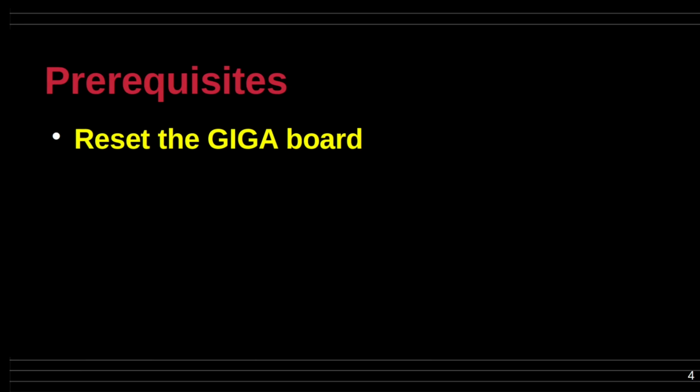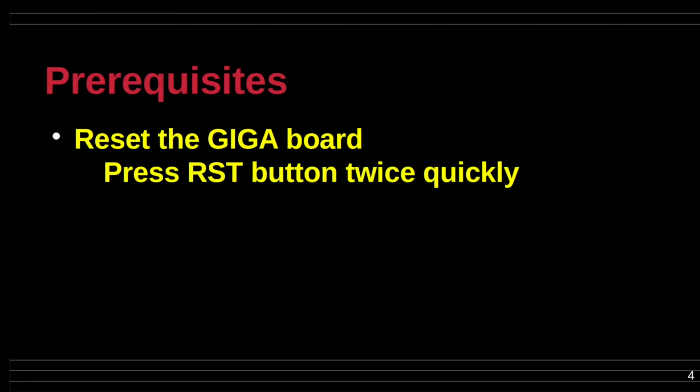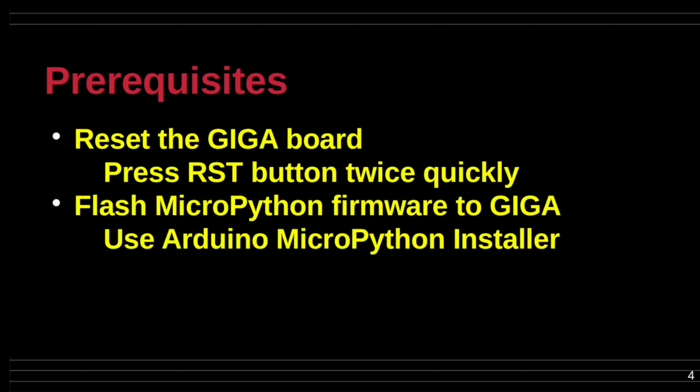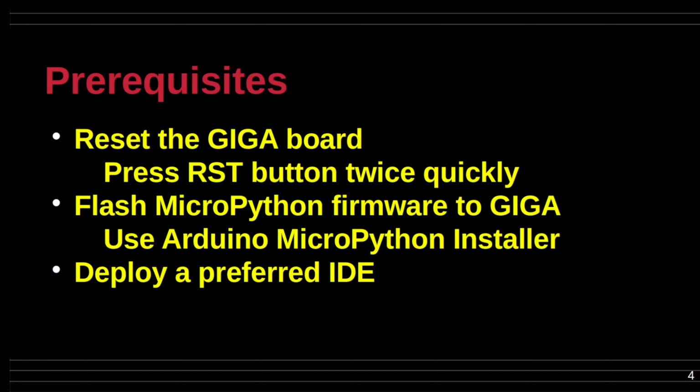It is a good idea to reset the GIGA board before flashing the MicroPython firmware for the first time. After turning on the power to the board, press the reset button twice in rapid succession. The green status LED will start to fade in and out slowly, indicating that the board is ready to receive a new interpreter. The next step is to flash the board with the MicroPython firmware as shown after the slide.